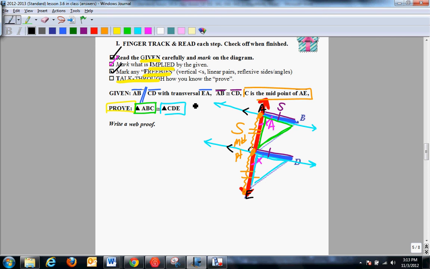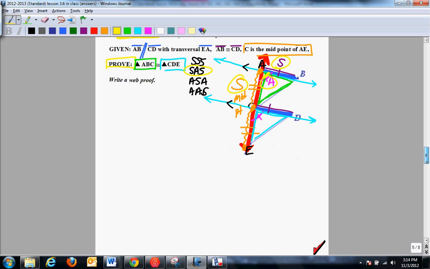There's 4 shortcuts. Side, side, side, side, angle, side, angle, side, angle, and angle, angle, side. Well, we can see right now the shortcut that we're going to use is we have an angle squished between 2 congruent sides, so the shortcut is side, angle, side. That's the one we're using. And we're being asked to do a web proof.